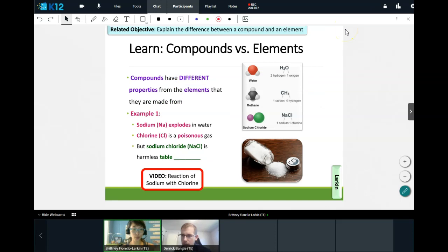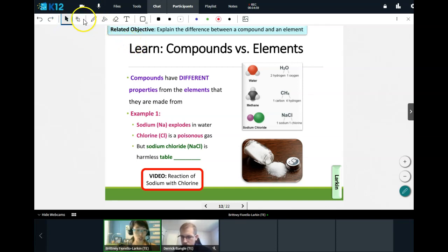All right, perfect. So we've been talking about compounds versus elements so far. Let's go ahead and talk a little bit more about this in depth. So again, compounds are actually made from elements bonded together. And when these elements bond together, they begin to act totally different from what they were originally made from. So compounds have completely different properties from the elements that they are actually made of.